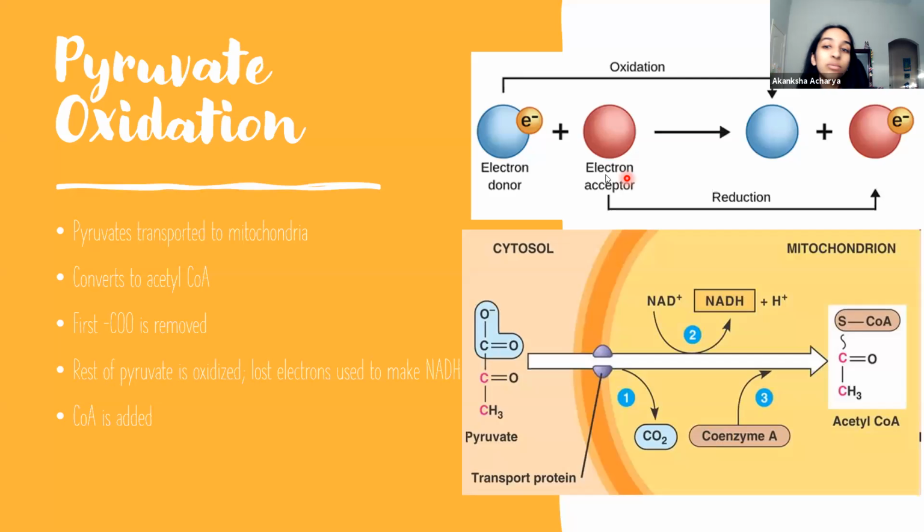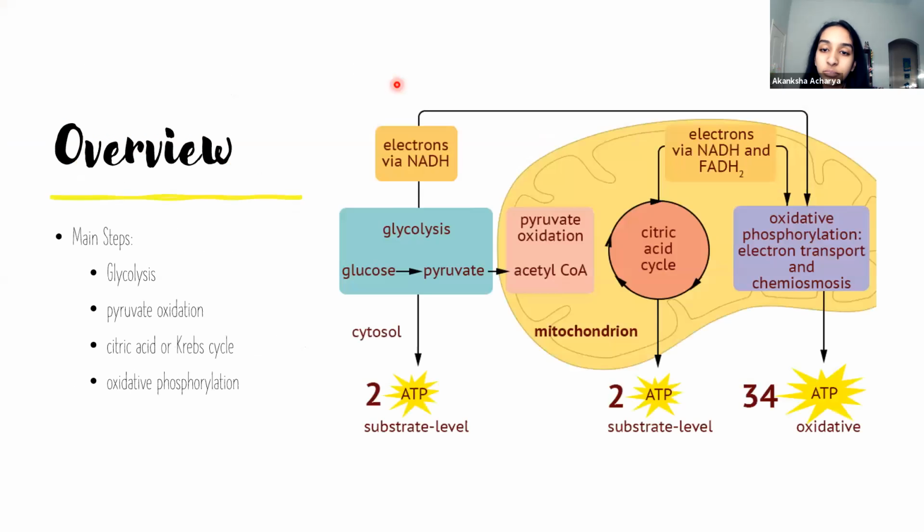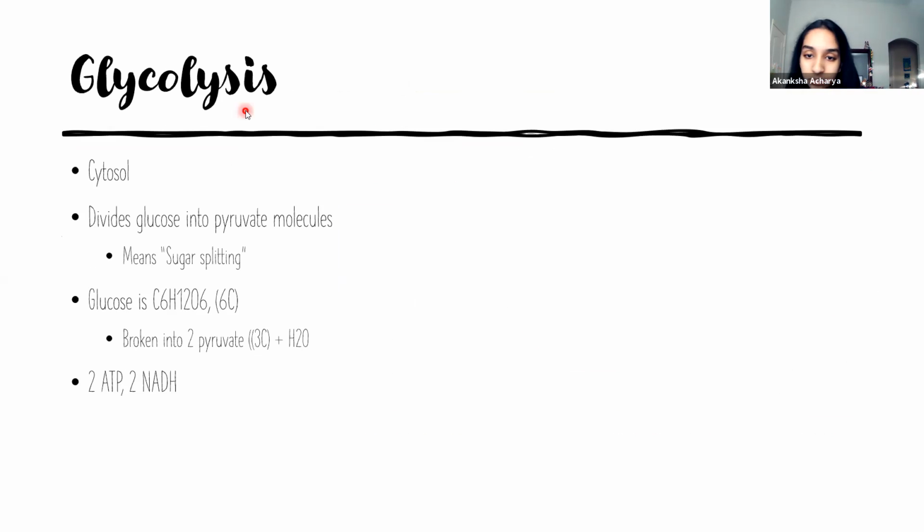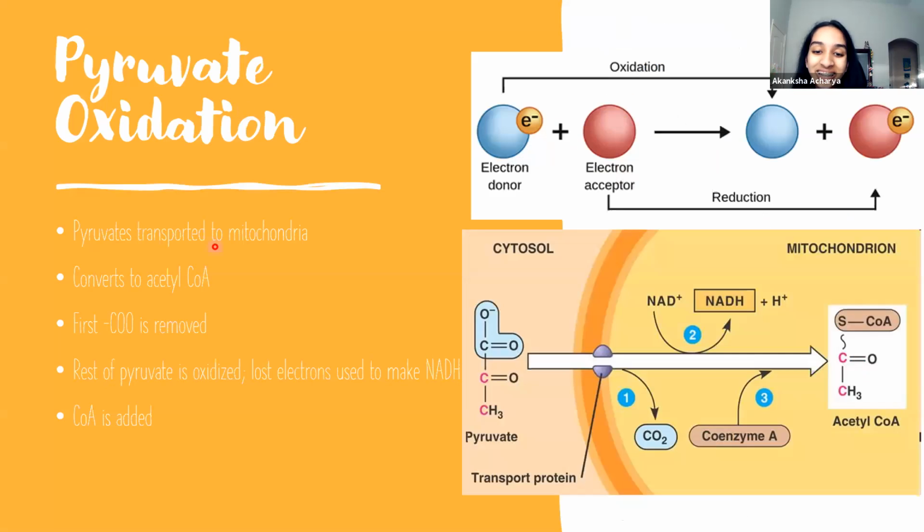Next, we have pyruvate oxidation. So if we go back to that first diagram, you can notice that glycolysis is happening in the cytosol, but pyruvate oxidation is the first step that happens in the mitochondria. Now, you have this pyruvate here that was made from your glucose.